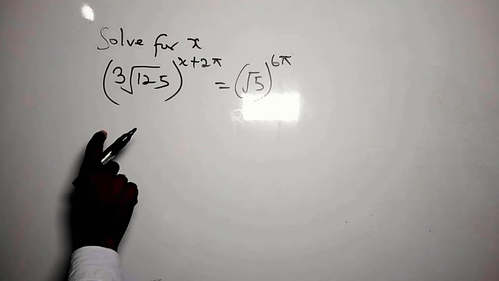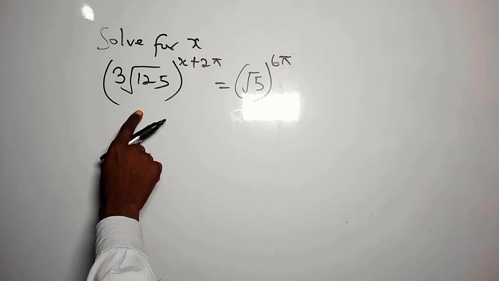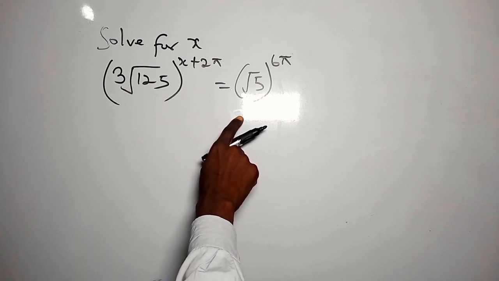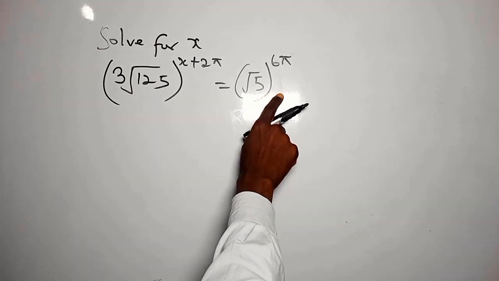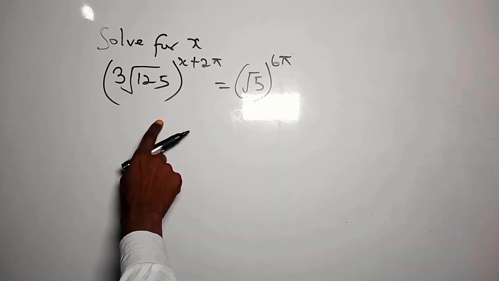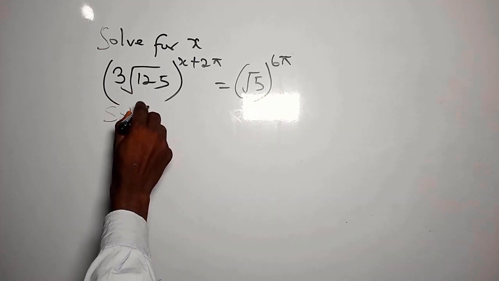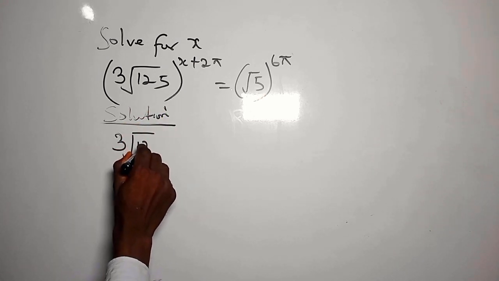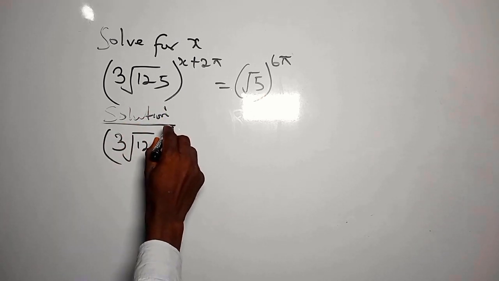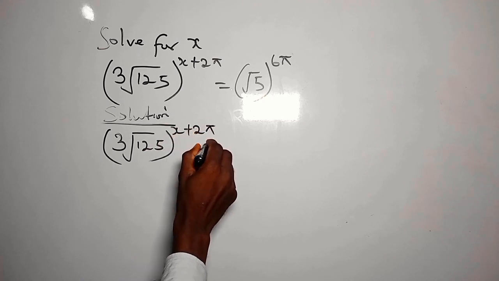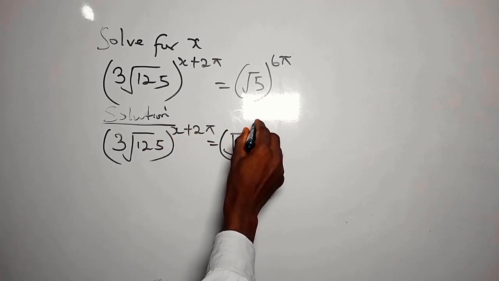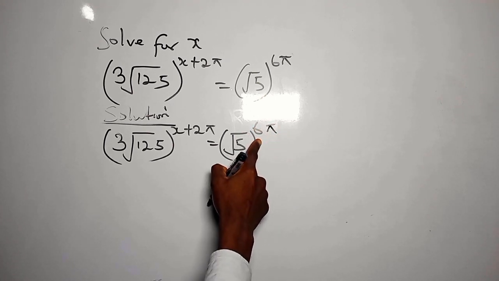The question says, solve for x in this equation. We have the cube root of 125 raised to power x plus 2π equals root 5 raised to power 6π. So how do we solve this? Solution. For the cube root of 125 raised to power x plus 2π equals root 5 raised to power 6π as a power.